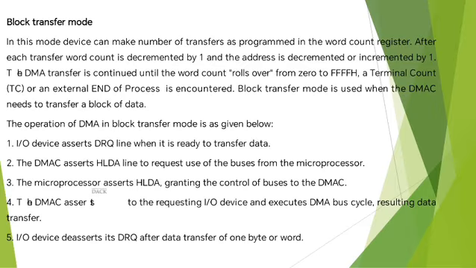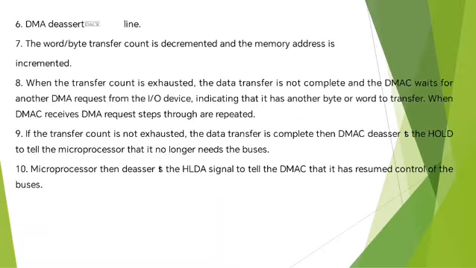Next one is the block transfer mode. In this transfer mode, the device can make a number of transfers as programmed in the word count register. After each transfer, the word count is decremented by 1 and the address is decremented or incremented by 1. The DMA transfer is continued until the word count rolls over from 0 to FFFFH, and a terminal count or an external end of process is encountered. Block transfer is used when the DMAC needs to transfer a block of data.